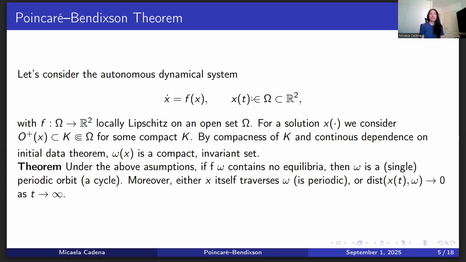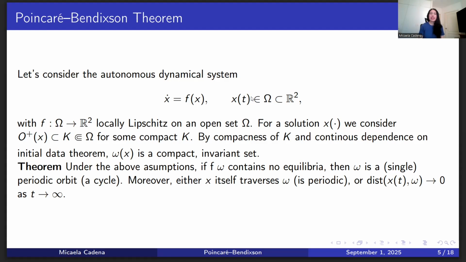Under the above assumptions, if the omega limit set contains no equilibria, then the omega limit set is a single periodic orbit, which we would call a cycle. Moreover, if x traverses itself the omega limit set, we say that this solution is periodic, or the distance between the solution and the omega limit set will tend to zero as t goes to infinity.